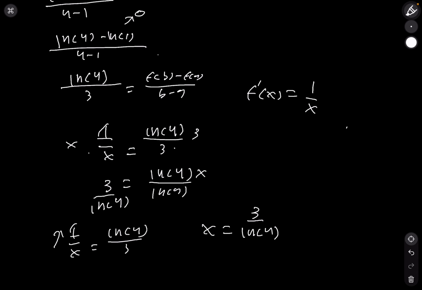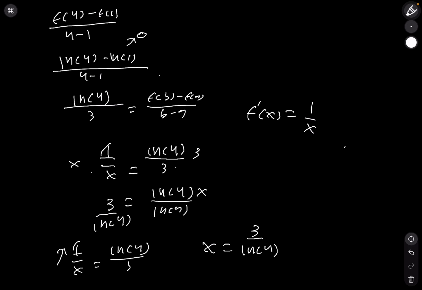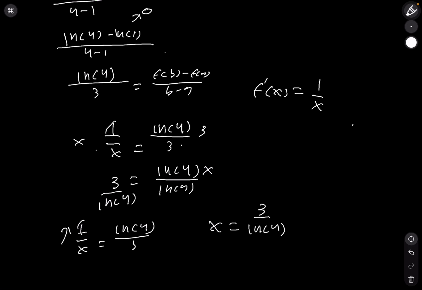But essentially, we do know that there's at least one point where the tangent slope at that point and the derivative are going to be equal, which is x is equal to 3 over natural log of 4. So let's do another one.